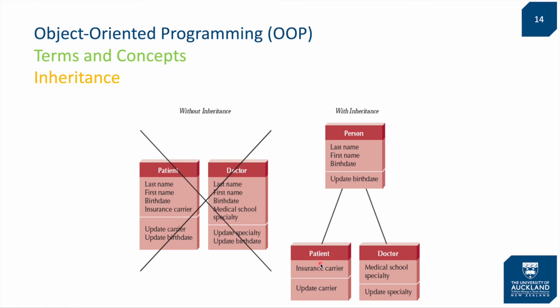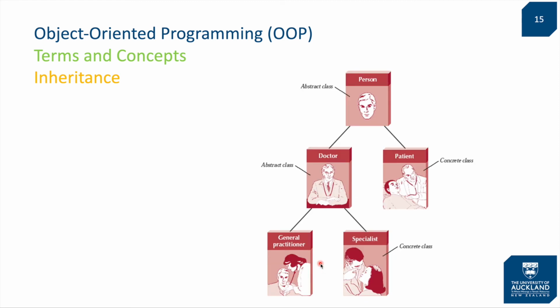So inheritance gives us a way to avoid duplication and have a better structure for our objects and classes. This is another example. We have person as a superclass, doctor as a child class, and also patient as a child class of person. Doctor is also a parent of two other classes, a general practitioner or a specialist. That means a person can be a doctor and a doctor can be a GP or a specialist.